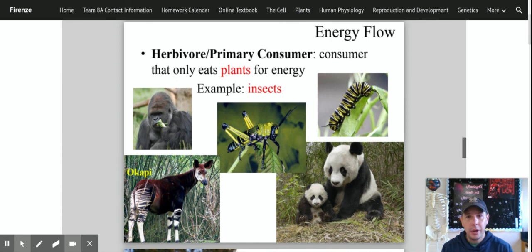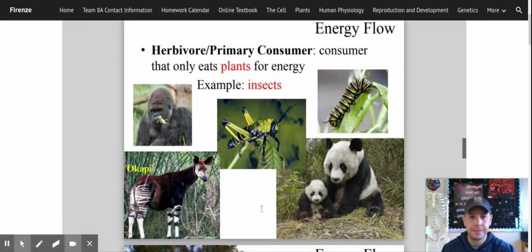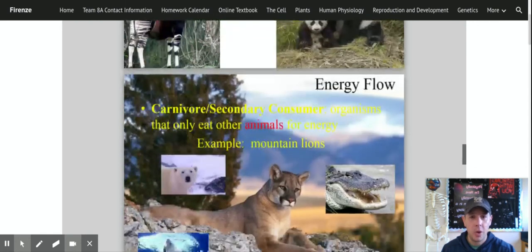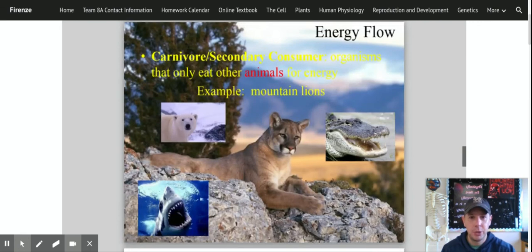So a herbivore is an organism that eats only plants, also known as a primary consumer. It is the first thing to eat. So the sun shines down, the plants grow, they produce sugar, and herbivores eat the plants. All right? Very good. That brings us to our carnivores, or our secondary consumers.